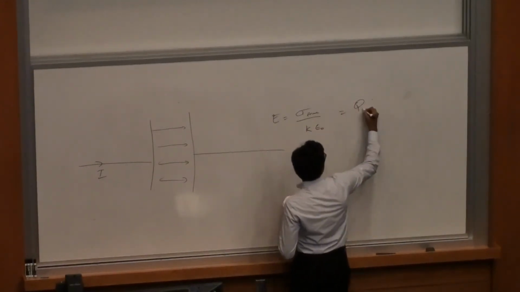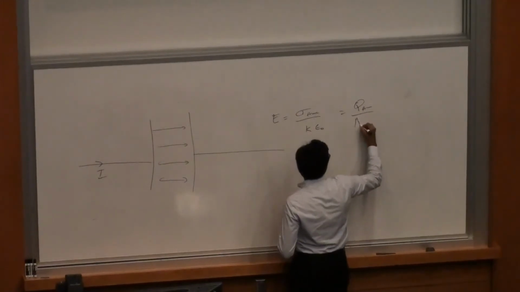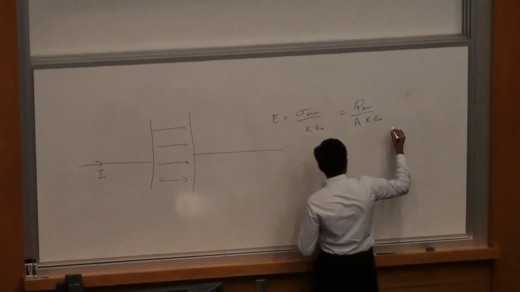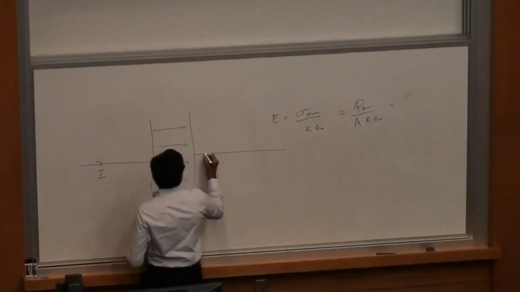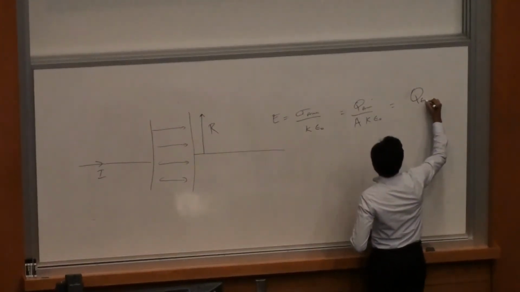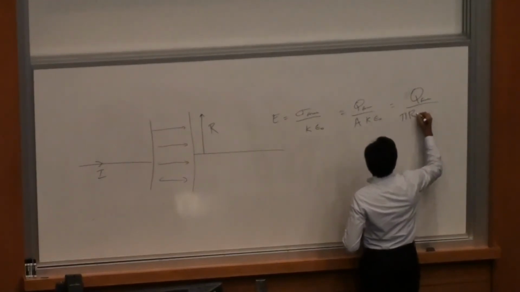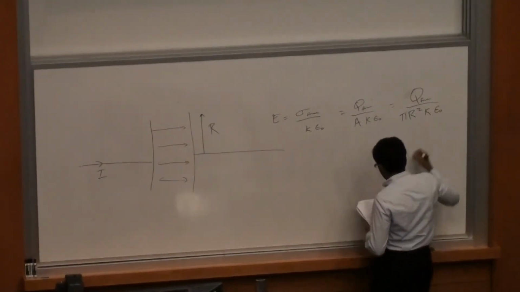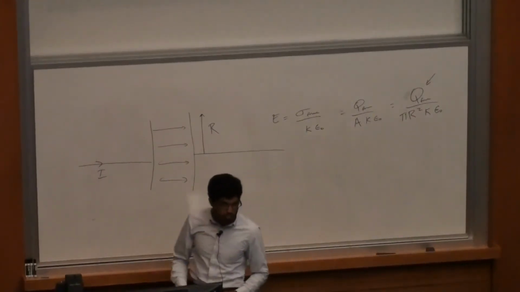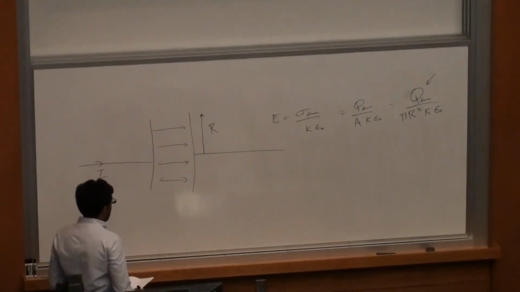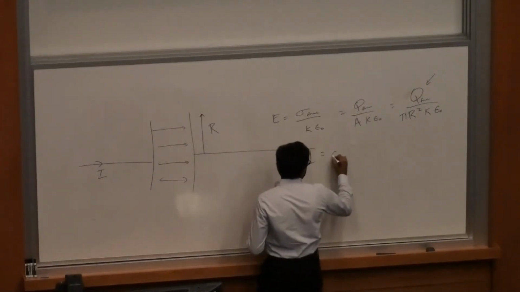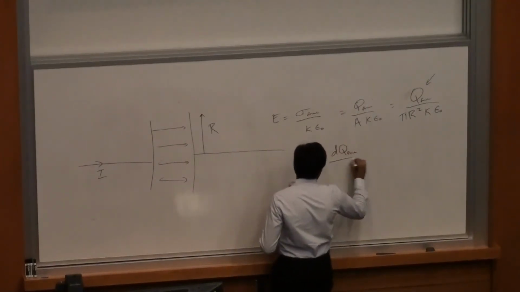This is going to be equal to the free charge over the area of the plates times kappa epsilon naught. So let's assume that these are circular plates of radius r, which gives me an area of pi r squared, so E equals Q free over pi r squared kappa epsilon naught. So this charge is building up all this time. Now, if I want current, well, that's simple. Current, I know, is dQ free over dt.